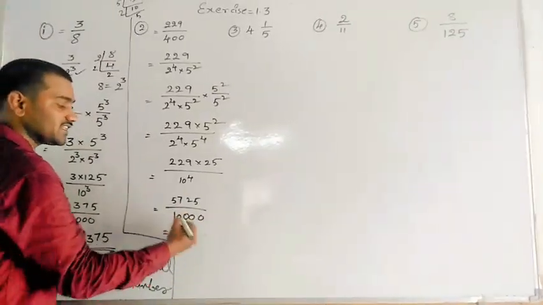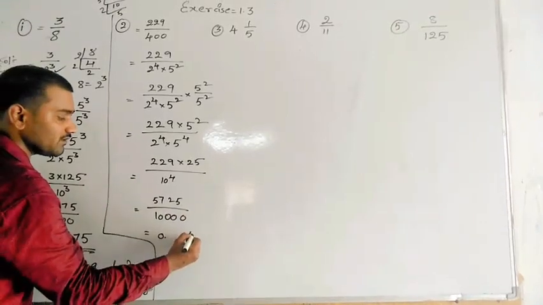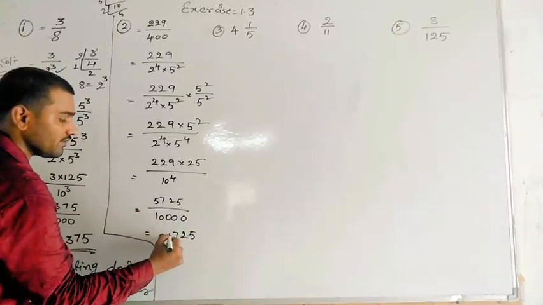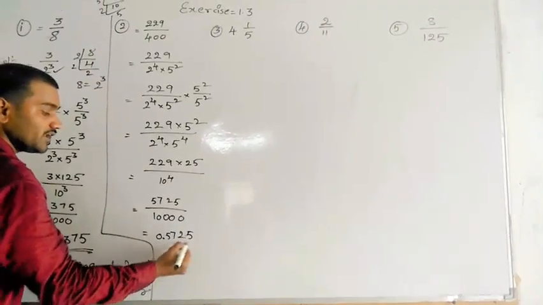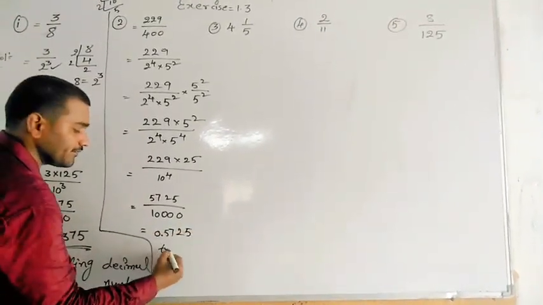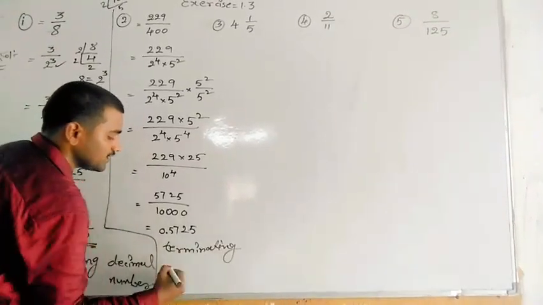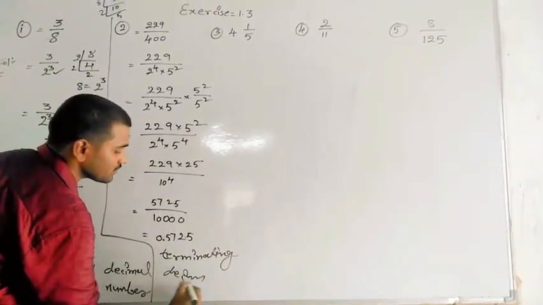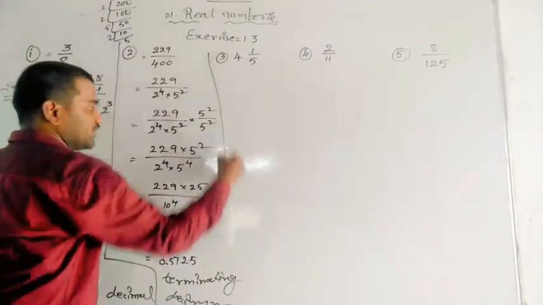Now let us write it in decimal form. There are 4 zeros, so you write this number 5725, and after these 4 digits you have to keep a decimal point. So the decimal number is a terminating one. This is also a terminating decimal number. Similarly, this also we need to do now.